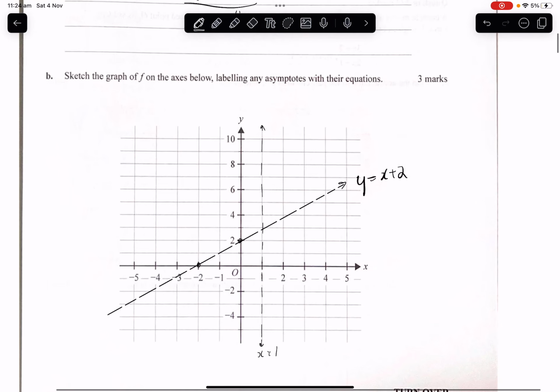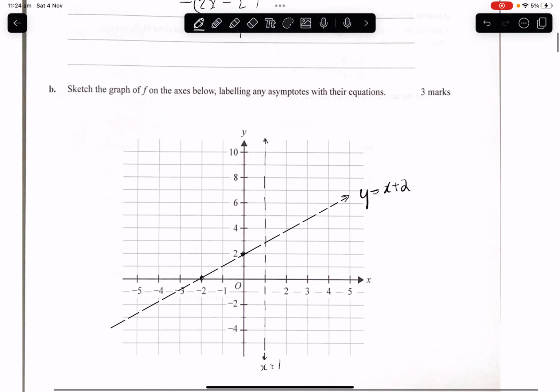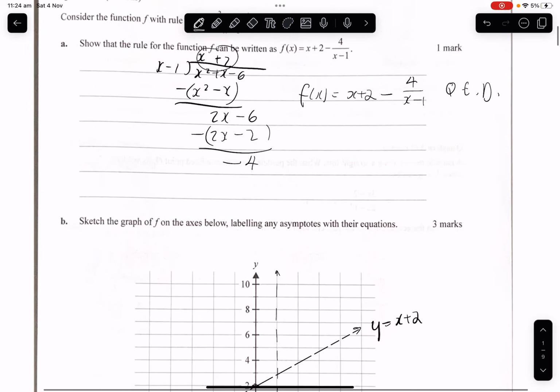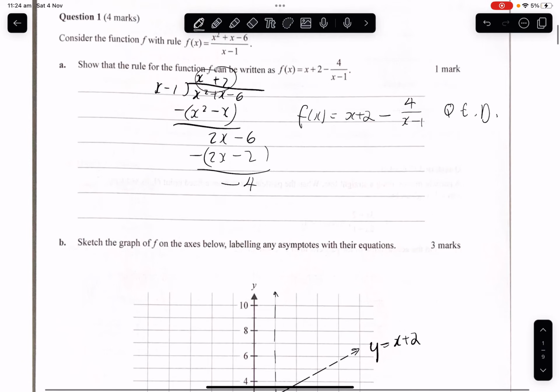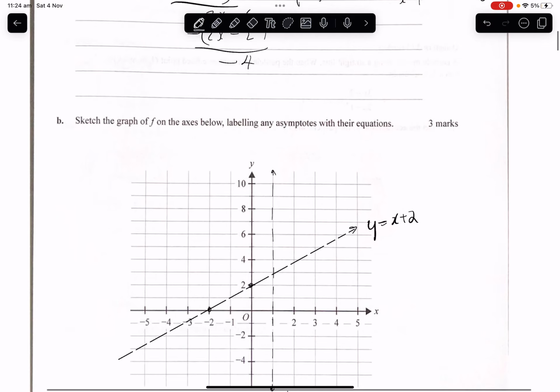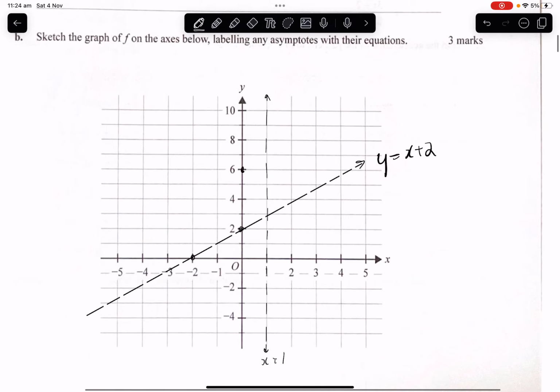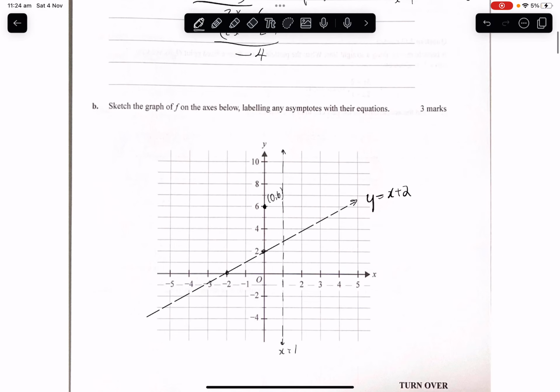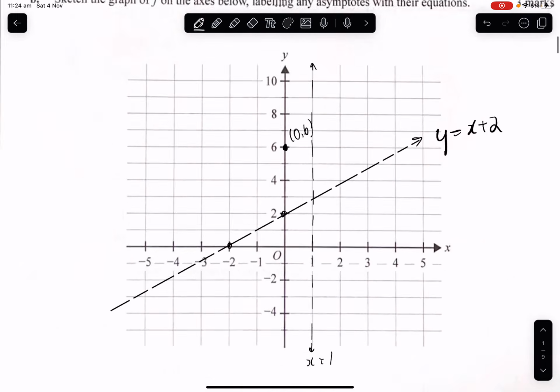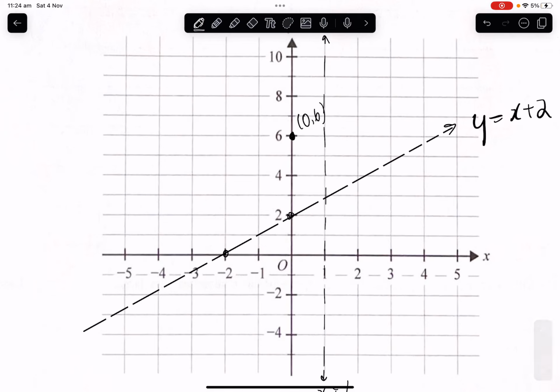Now I'd probably just find points to see what the shape looks like. So maybe just an easy one like the y-intercept. Plug in x is 0, you get 2 minus 4 over negative 1. Negative 4 over negative 1, that's 6. So 2 plus 4. So that's there. Yep. And then that's just probably going to look like that.